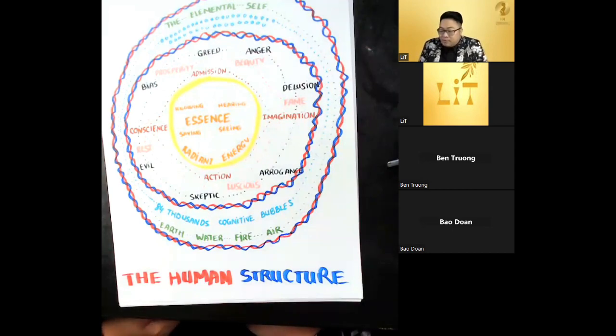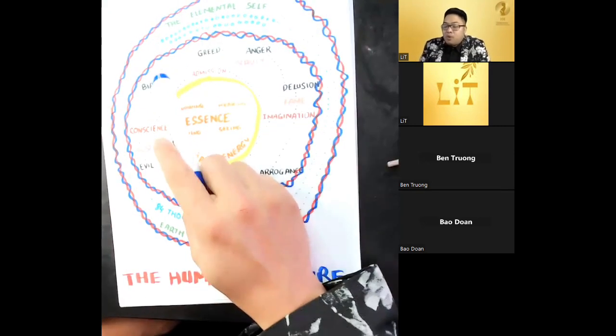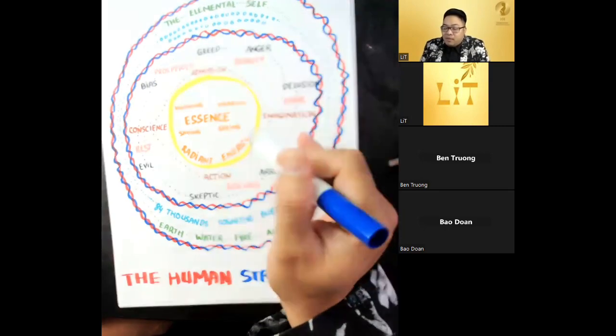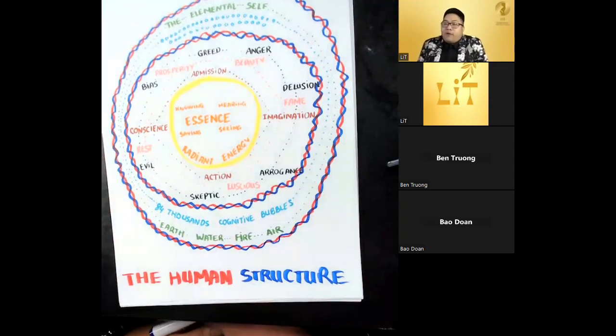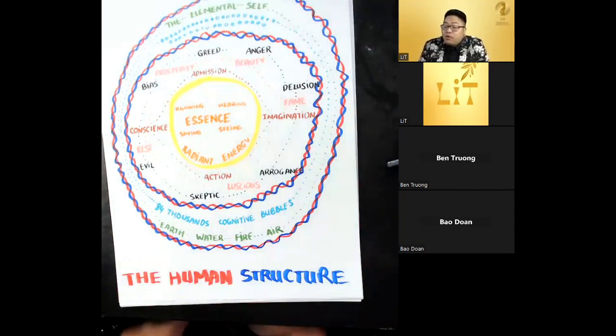So let me give you an example. We humans operate through our desire. So if you just look at the pink color that I have here: prosperity, beauty, fame, luxury, and rest. Prosperity is just the idea of, let's say, the desire to have a lot of money, a lot of wealth. Beauty is just the desire to be beautiful, to put it simply.